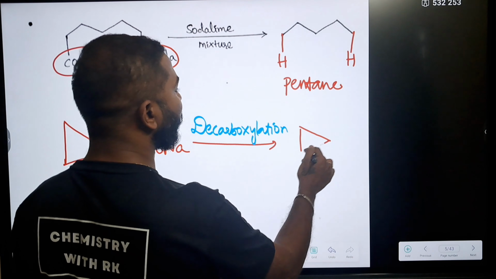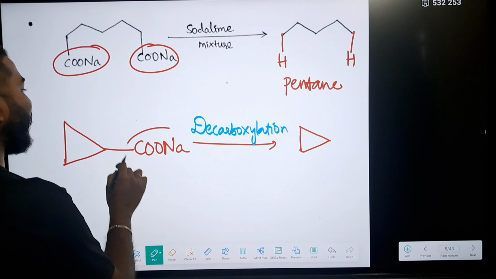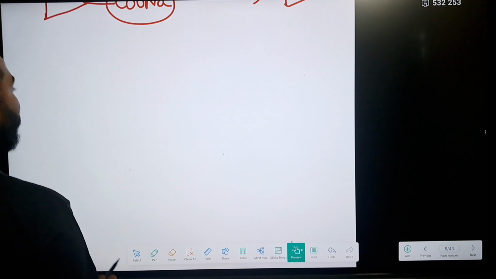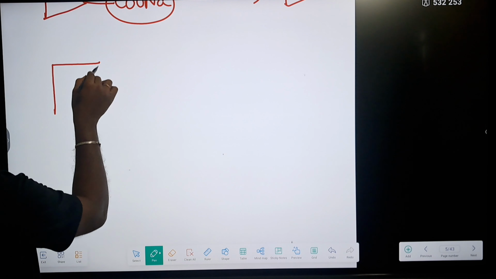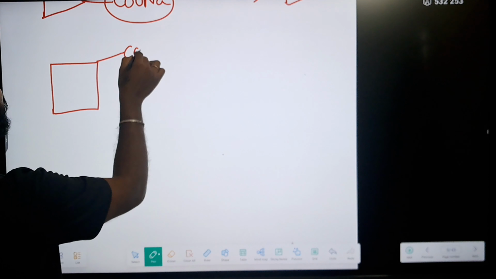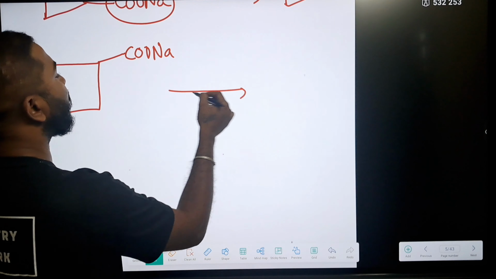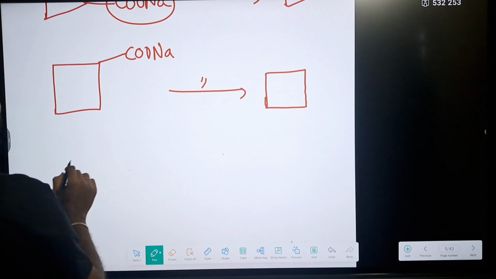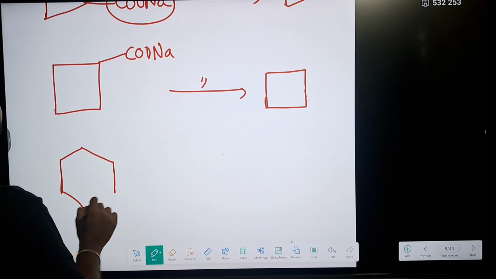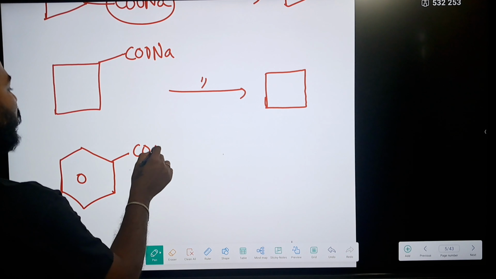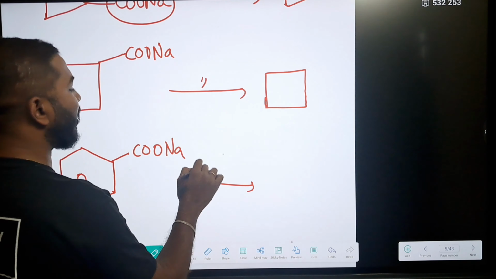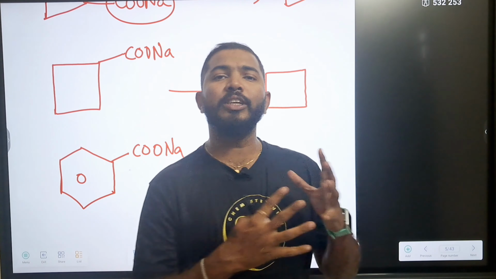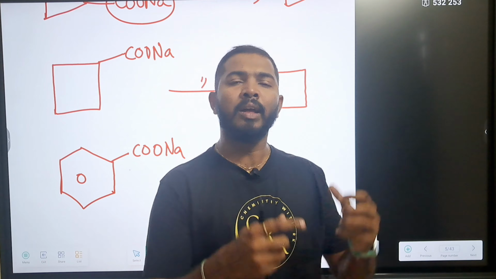This sodium salt of cyclopropane carboxylic acid gives us just cyclopropane. Hope you understood well. Just in place of COONa, take hydrogen, that's it. Let me take some other example. If we take the cyclobutane carboxylic acid salt, upon decarboxylation we get cyclobutane. And if we take the sodium salt of benzoic acid, we have already seen this reaction, we get benzene as the major product. These are a few examples I have selected from past papers.